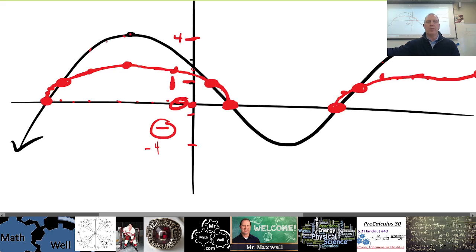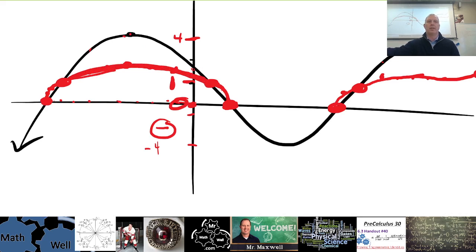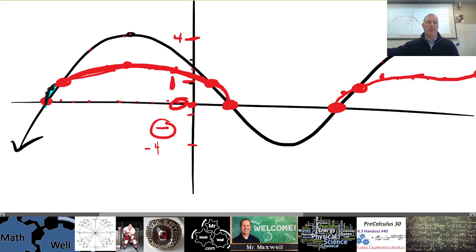Take the square root, plot a bunch of points, and connect them, and you get this section right here. For literally any graph, you take the square root of the y values and plot them, even if it's translated, even if it's any goofy graph at all. Now, if it's translated, listen.